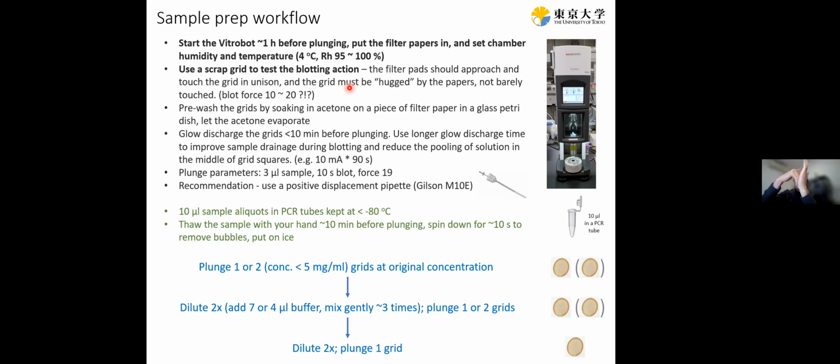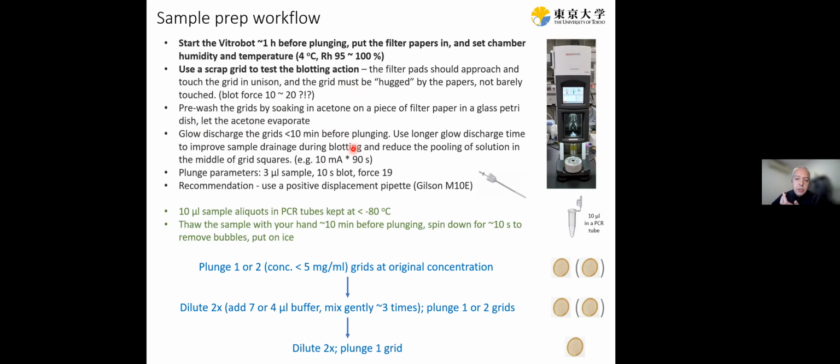And also check if the grid is well towards the bottom of the filter papers and well hugged by the papers, not hanging, where you can clearly see that only the bottom edge is touching the filter papers. That also introduces a lot of inconsistencies in sample preparation. We pre-wash the grids with acetone. This is just from the earlier times when there was still some plastic left on some of the grids.